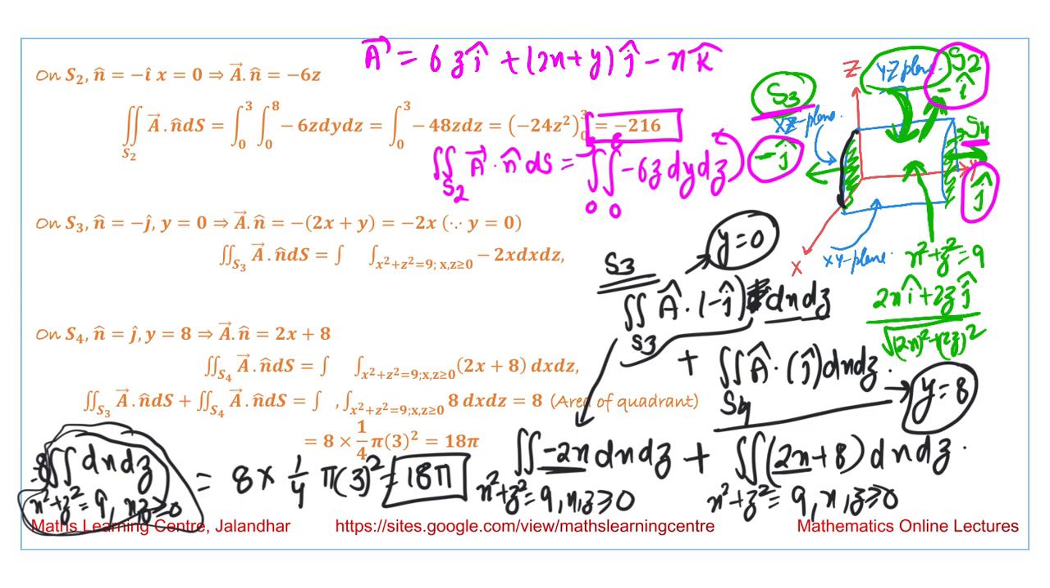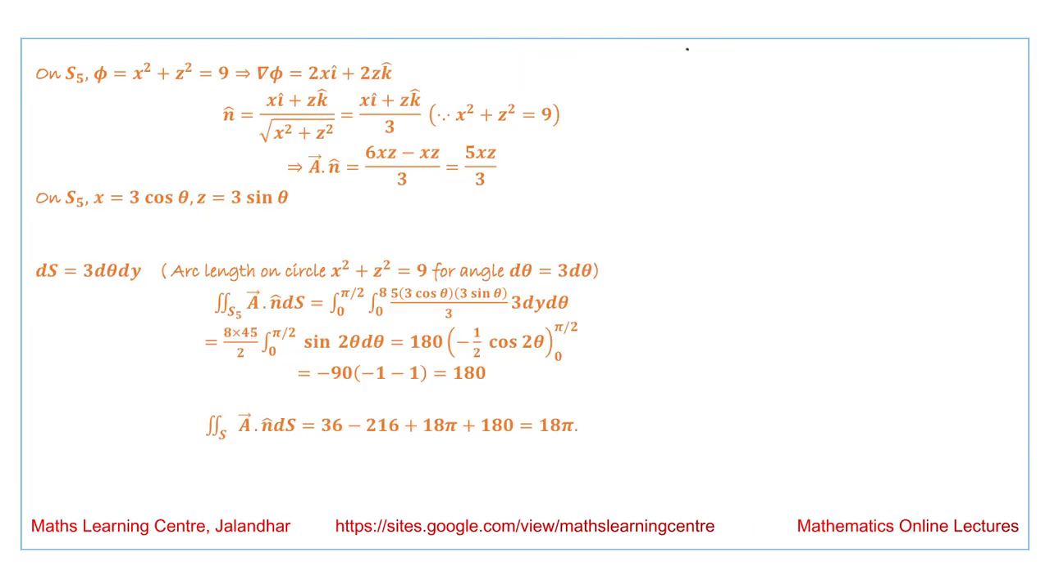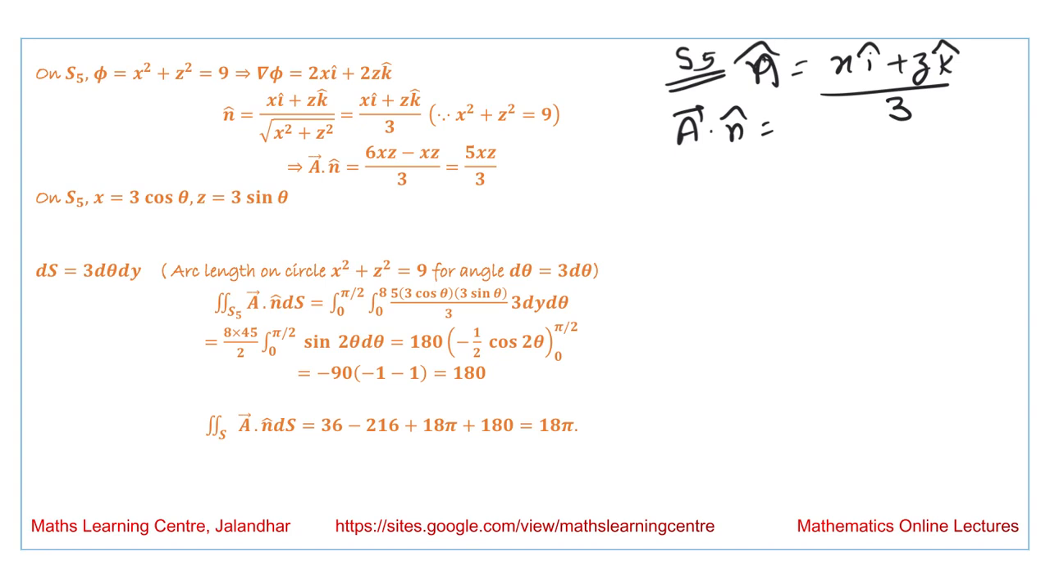Now the last one we are left with is the surface S5, and the unit vector we have already seen over here. If we take the dot product with the A vector, for the surface S5, the n unit vector we have obtained is equal to x i cap plus z k cap over 3. This thing we have already seen. Now if we calculate the value of A vector dot n cap, the answer we obtain is 6xz minus xz by 3, so the value is 5xz by 3.